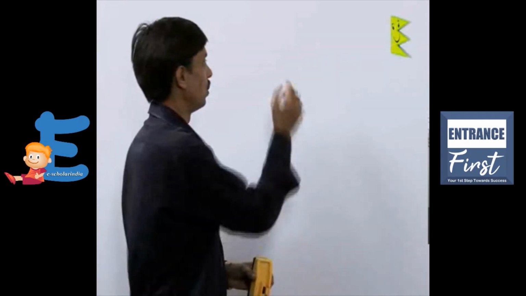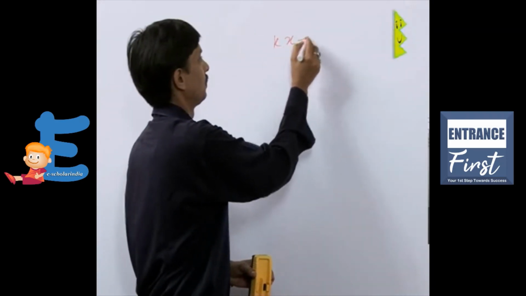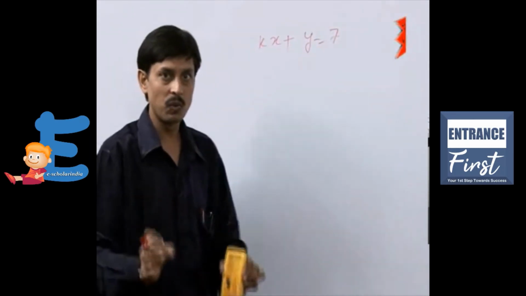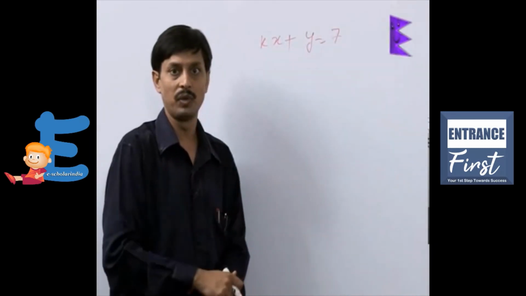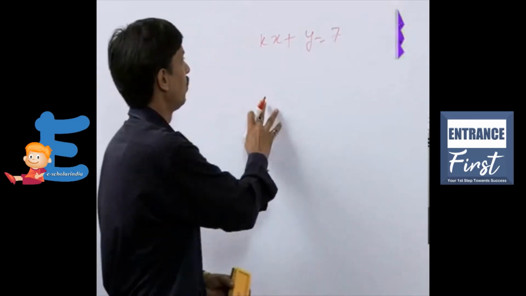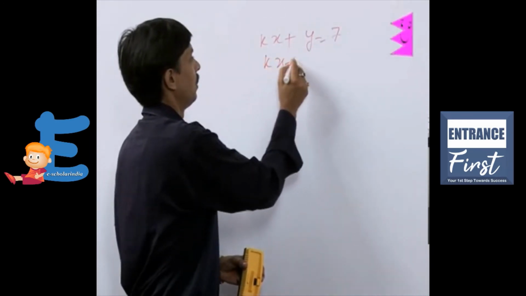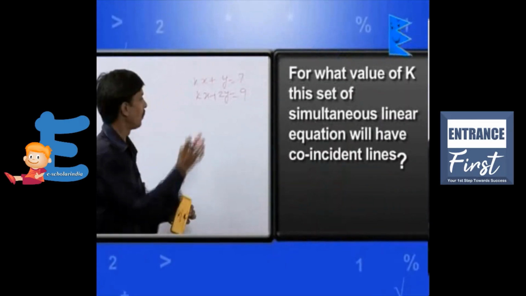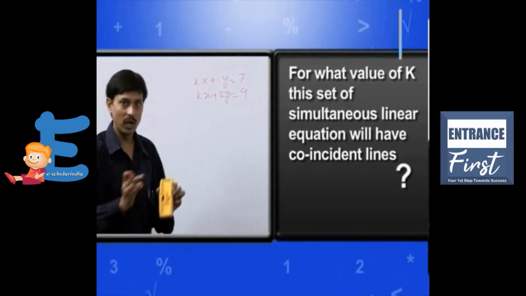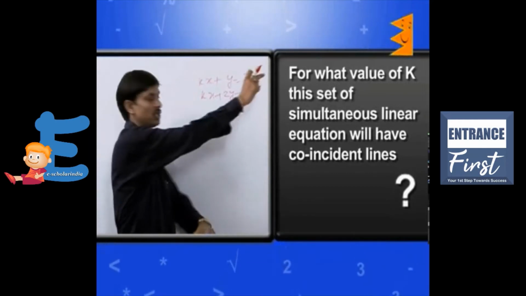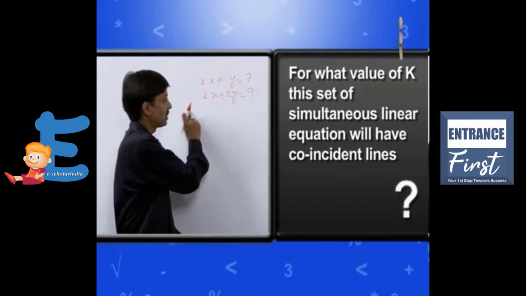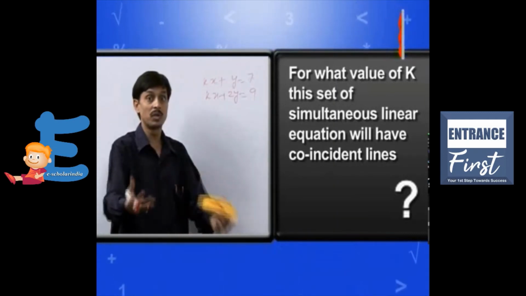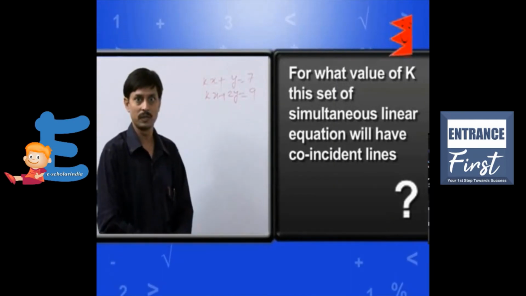Suppose I am telling you that kx plus y is equal to 7 is the first equation, and the second one is kx plus 2y is equal to 9. For what value of k does it have coincident lines, that is, a consistent solution with infinite common solutions?